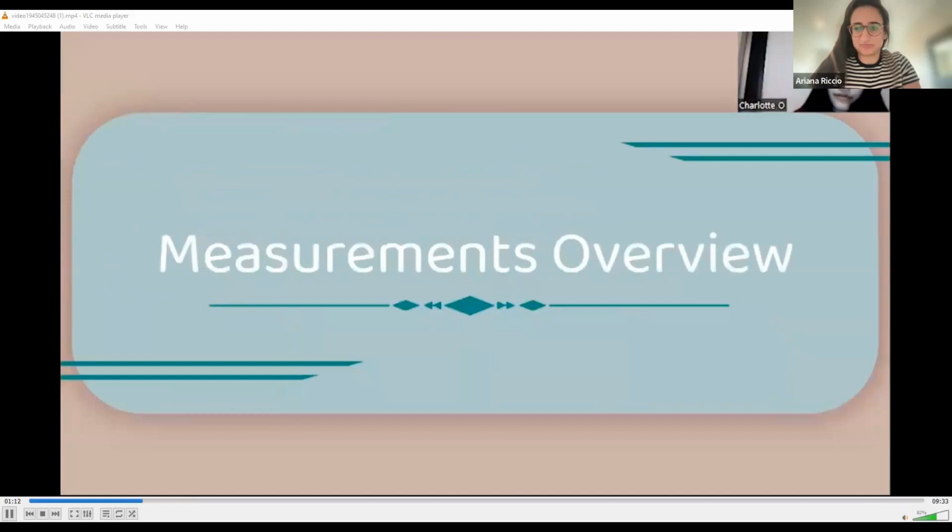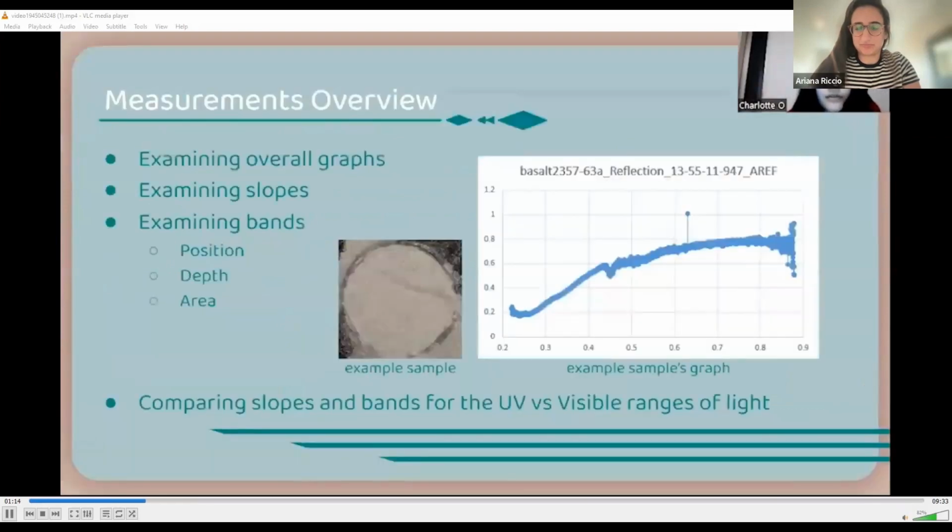So first, the measurements overview. What I'm doing is examining the overall graphs. This is an example of a basalt one. They're all pretty similarly shaped to this. So we're looking at the slopes and then the bands, which I will expand on later. We're looking at the position, depth, and area of the bands. And this sample graph here is the same as this example sample. We are comparing slopes and bands for the UV versus visible ranges of light for this internship.